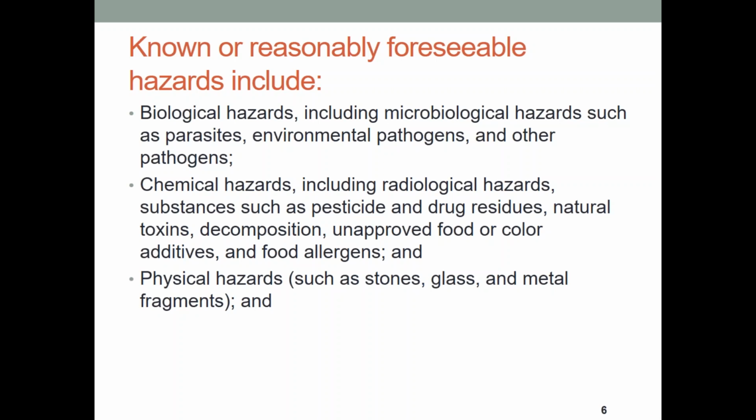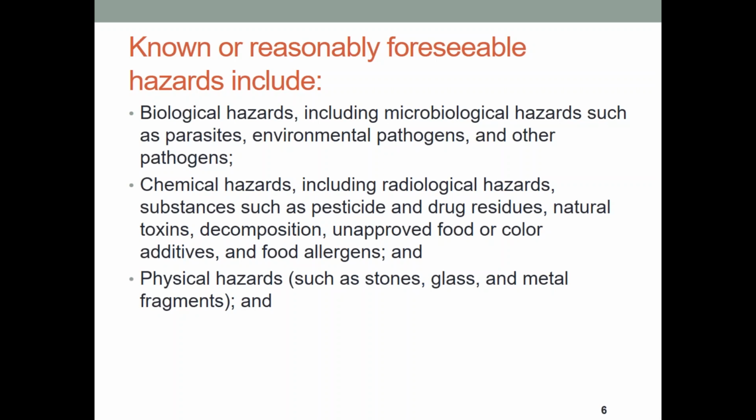Normally, we think of chemical hazards as substances such as pesticides and drug residues. Anytime you talk to people about food safety, it seems they're always interested in pesticides and drug residues. We also have to consider natural toxins, the effects of decomposition of particular components of the food, or unapproved food or color additives that might migrate into the food or might be added to the food. And then there's the whole concept of food allergens. Finally, we have a regulation that puts a lot of emphasis on food allergens. And there is a requirement that we identify those things that are necessary to control food allergens in our hazard analysis.